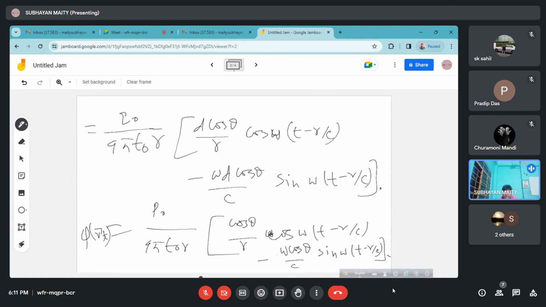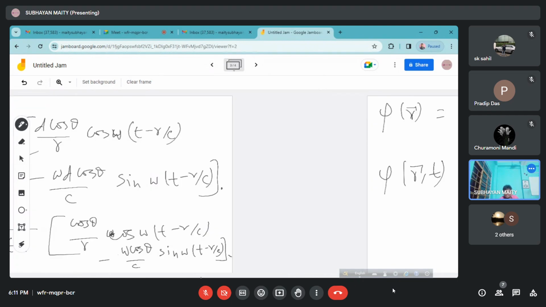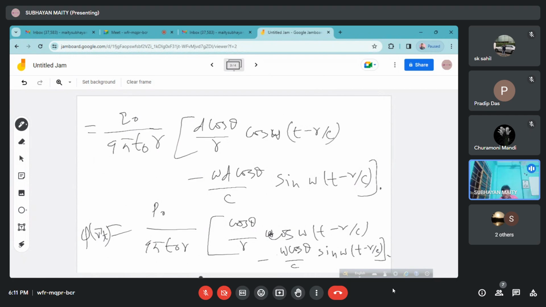So you can at best take the 1 by r term. You can neglect the 1 by r square term. If you carefully look here, this term after multiplication yields a 1 by r square term here, and here a 1 by r term. So you can neglect the 1 by r square term. So phi(r,t) in general will be minus p naught omega cos theta.